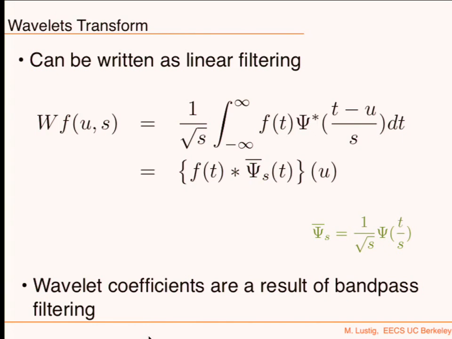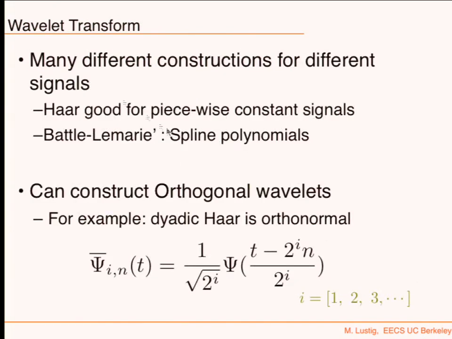Different bandpass filterings. Okay? So you run your signal through bandpass filters, you get something, and here is the continuum, so all possible S's, all possible U's, right? It's continuous space. So that's great. But there are a lot of bandpass filters that you can use, and each one will have different properties, will work maybe better or worse. So there are many constructions for different signals. Haar wavelets are really good for piecewise constant signals. You would need very few coefficients to represent something that looks blocky with blocky type of basis functions.